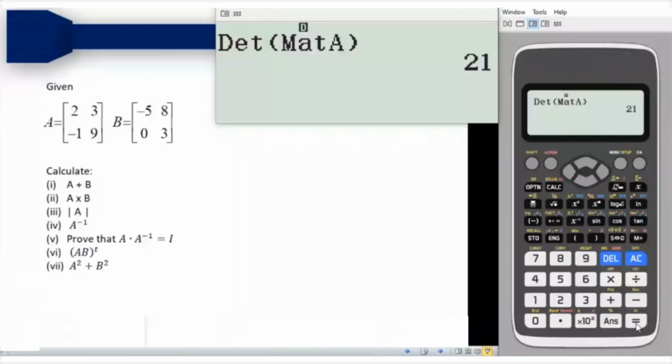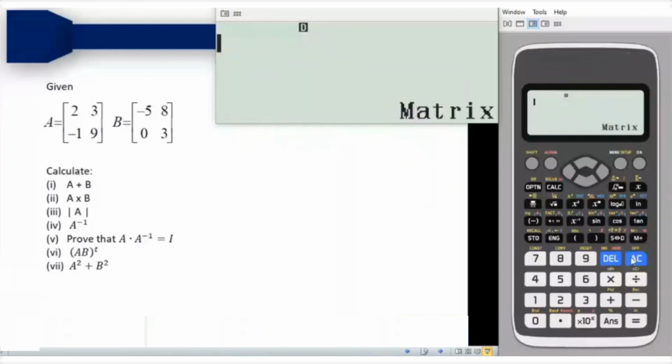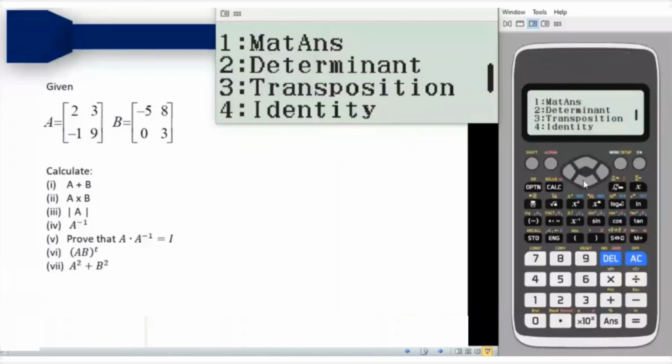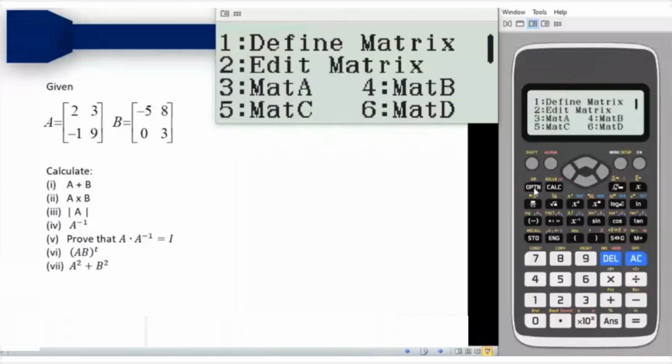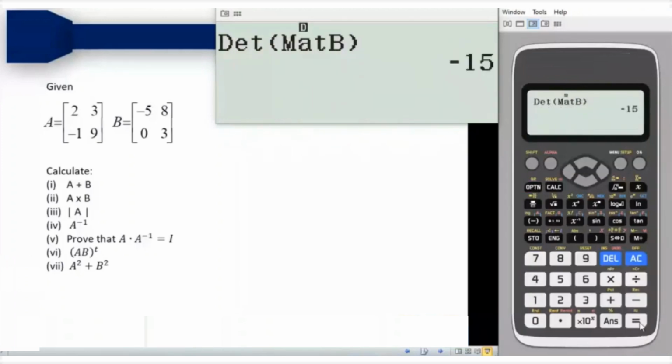of matrix B, then once again you will press option, OPTN, you will scroll down, you will press 2 and this time you want determinant of matrix B. So you will press option, matrix B is option 4. You will close the bracket and you will press equals to. So minus 15 is determinant of matrix B. I hope this is clear.